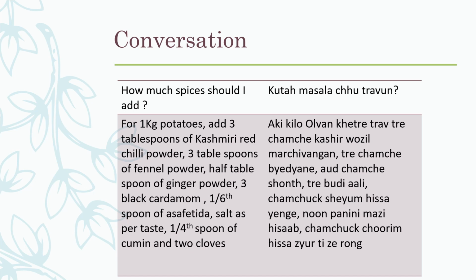1 kilo olvan khatra trav 3 chamche kashir wazil marzavangan, 3 chamche badiana, odd chamche short, 3 bud earl, chamchuk shayam his young, noon panim maz hisab, chamchuk tsurim his zur, the z wrong.